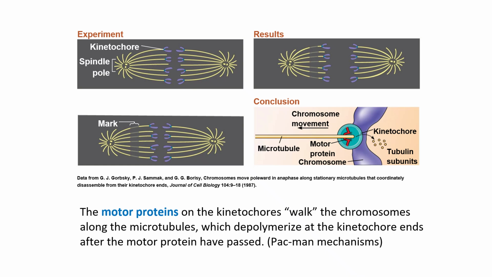Except that this Pac-Man, as it's moving forward and eating up that tubule, is also attached to a chromosome, and the chromosome would move with it towards the cell pole. So it's like this Pac-Man is eating its way towards one end of the pole, and it's towing behind it a chromosome that it's bringing with it on the journey.